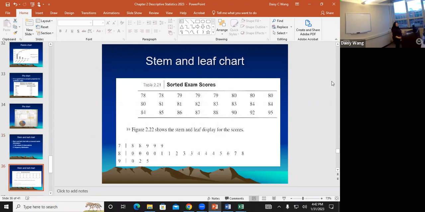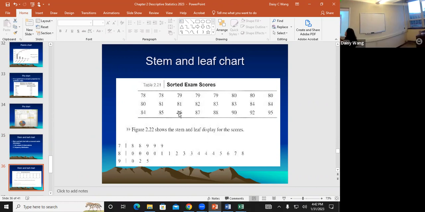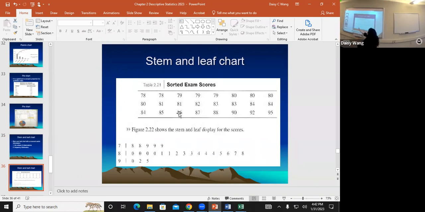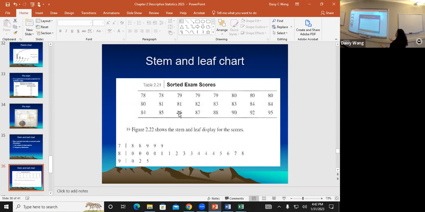So one example is this. This is the exam score, and the stem is the tens digit, and the leaf is the ones digit. So like you have 78, 78, 79, 79, 99. And then the next one's 80, 80, 80, 80, 81, 82, 83, so on and so forth, and then 90, 92, 95.